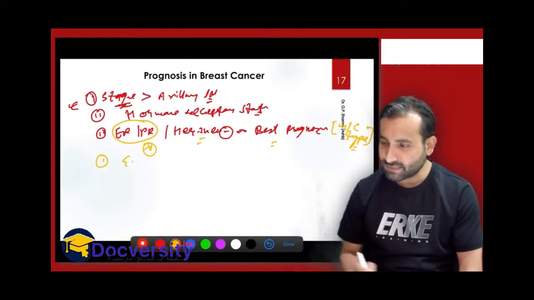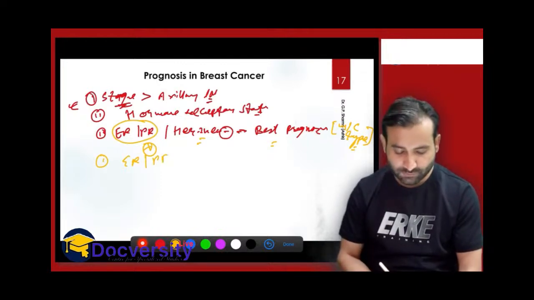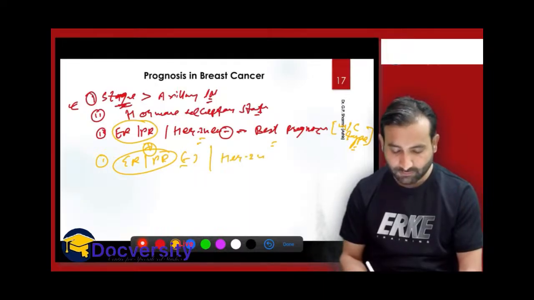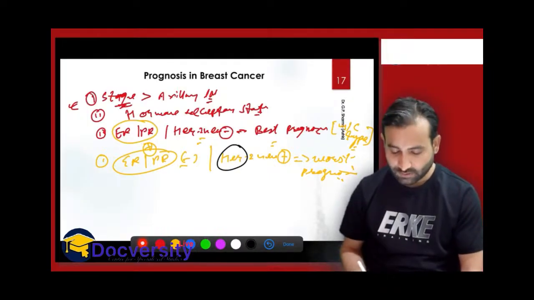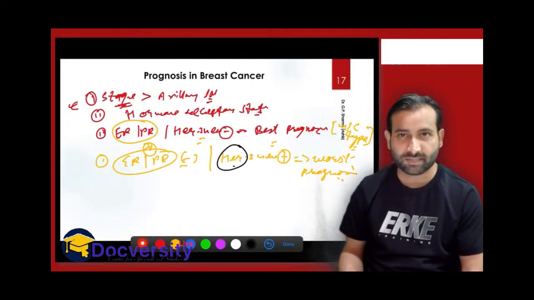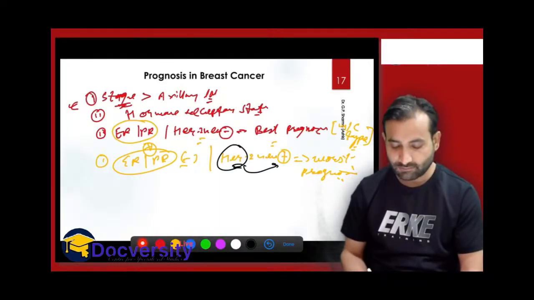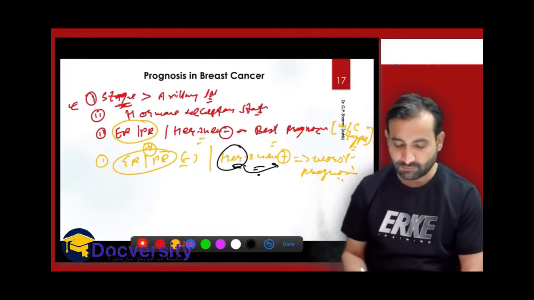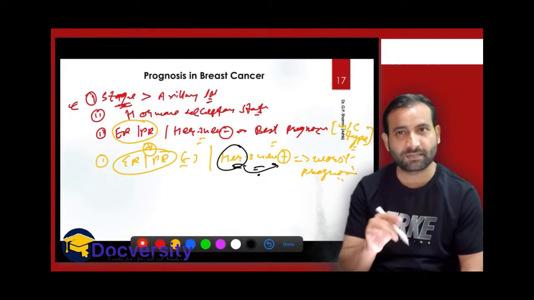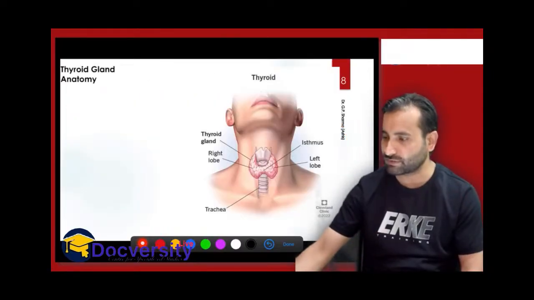And if the patient has the opposite, meaning ER and PR negative and HER2/neu positive, then it has the worst prognosis. Remember, HER is a woman. Breast cancer is common in women. So if HER positive, women positive, then it has the worst prognosis. If HER negative, then this is good prognosis, best prognosis, remember.